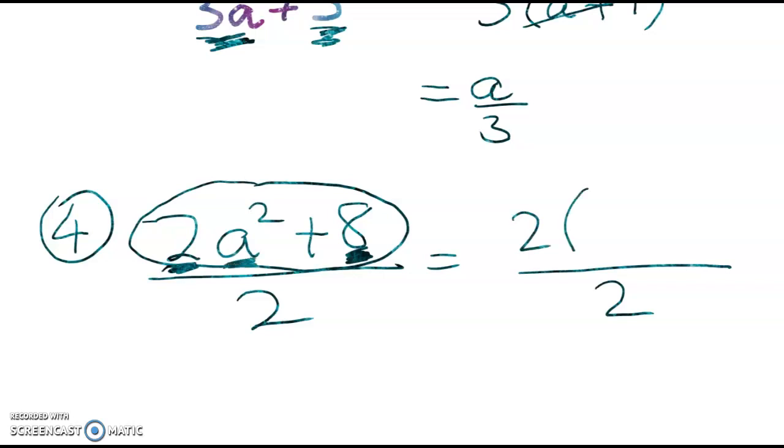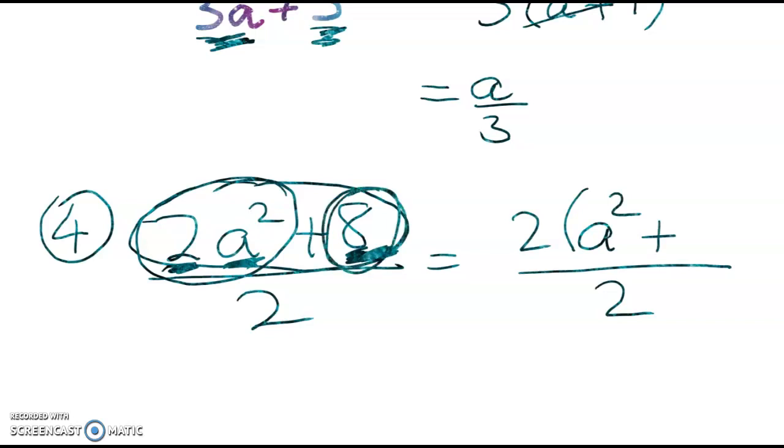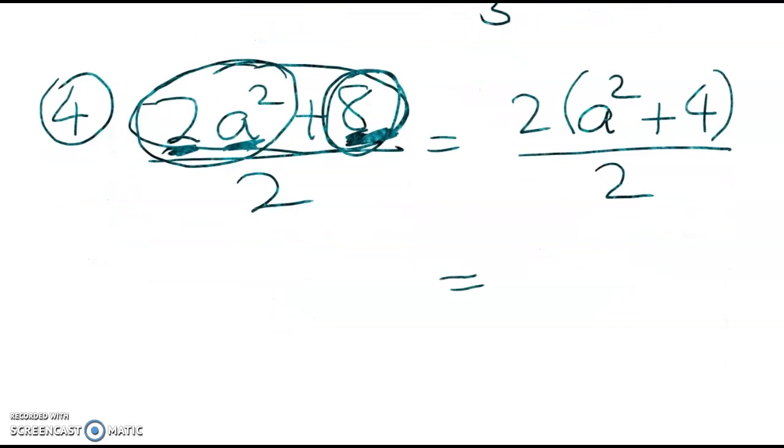And then here I've got an a squared, but here I've got no a stuff. So it's just going to be 2. 2 times what will give me 2a squared? 2 times a squared. Plus 2 times what will give me 8? 2 times 4. So simplifying here, 2 is the common factor. So that leaves me with a squared plus 4.